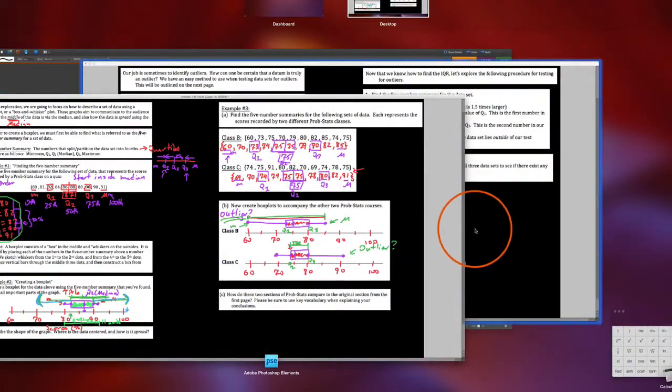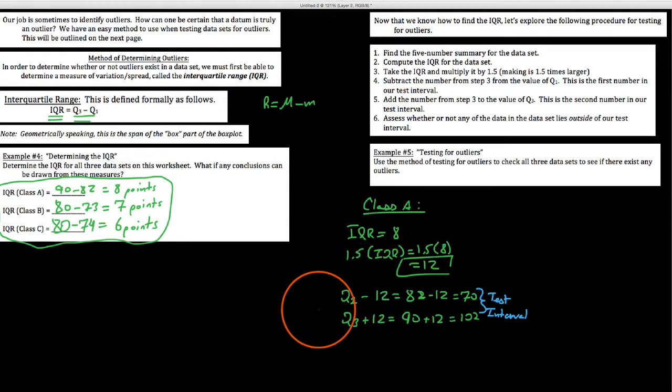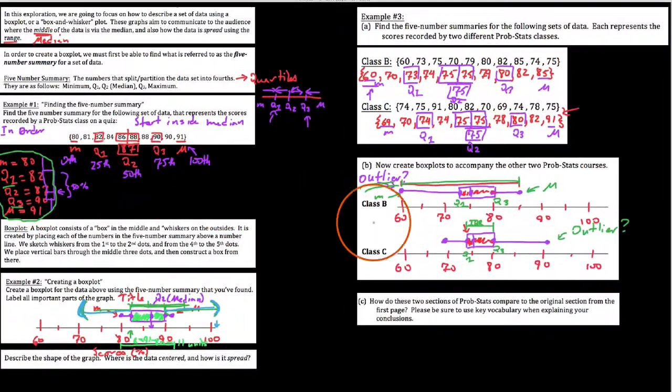So what we could conclude is this: we've tested Class A and how they did. We could say there are no significant outliers. Okay, so this is how we test for outliers. Now that we have this method, I want to test these other 2 data sets for outliers much quicker than what we did here.